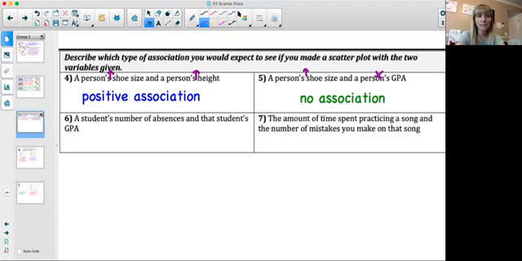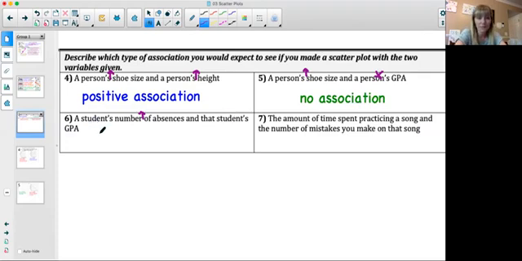Okay, what about number 6? What about a student's number of absences? So let's think about this. If your absences increase, meaning you're gone from school a lot, in this scenario, it would mean you're not getting online and you're not watching the videos. So as your students, what would happen as the absences go up? Is that going to affect your GPA? If your absences go up, does your GPA go up? Does your GPA go down? Or does your GPA not change at all?